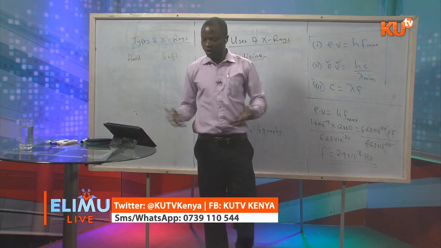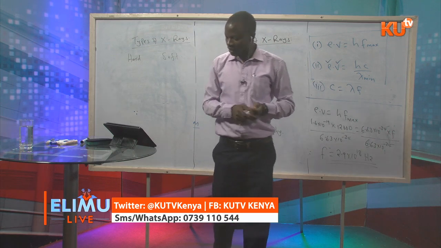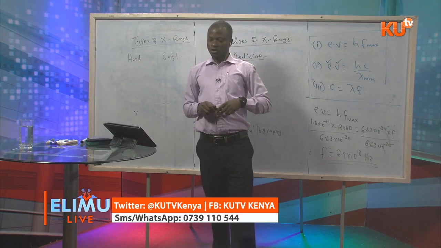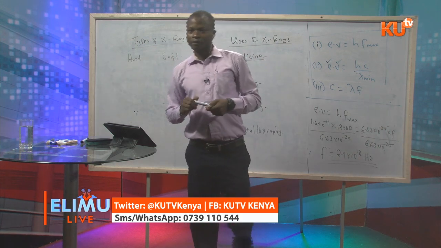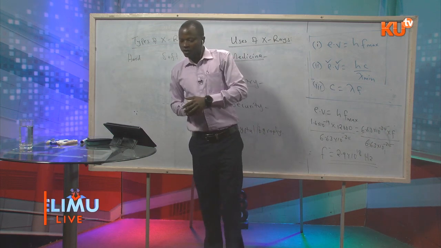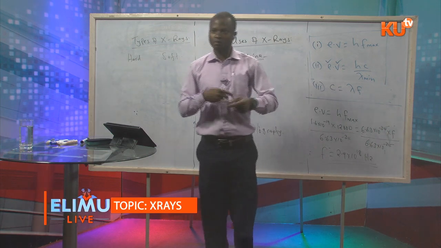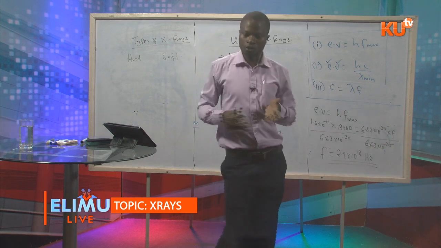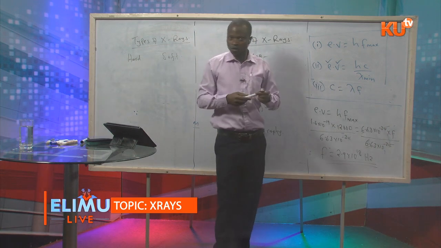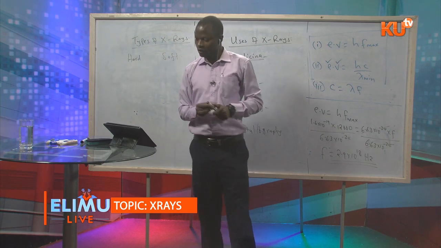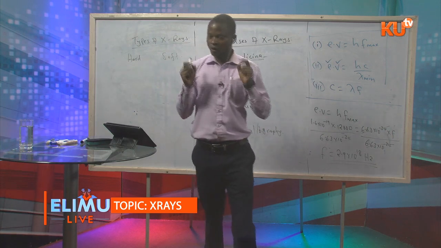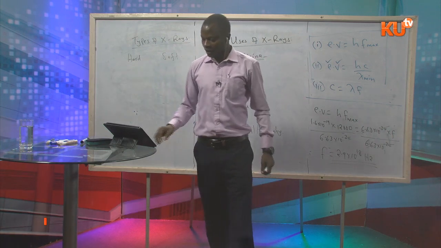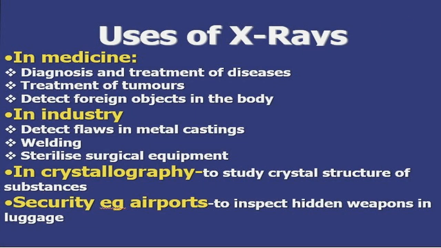Then in industry, we will use them to detect flaws in metal castings. We shall use them in welding and also to sterilize surgical equipment. Surgical equipment such as the blades, the syringes, the needles, all those need to be sterilized before use. They do not use the sanitizers that people are using. They do not use the surgical spirit, but during manufacturing, because they are doing it in large quantity, we will use X-rays to sterilize them. Then in crystallography, that is the study of crystal structures of substances.